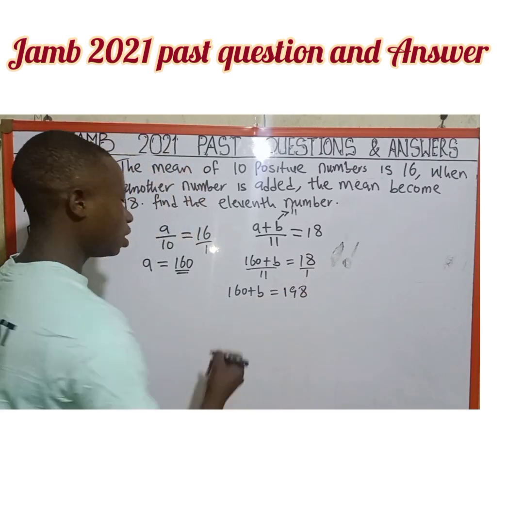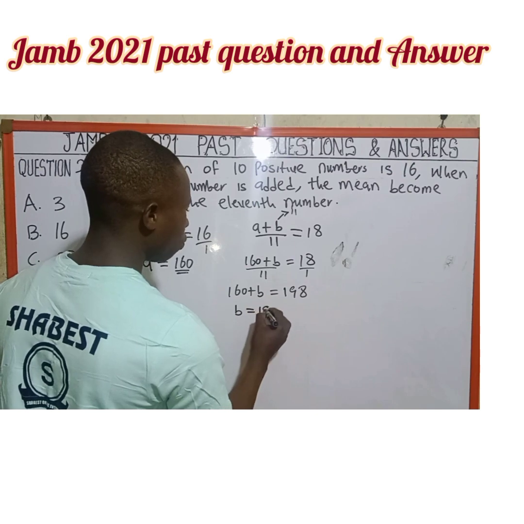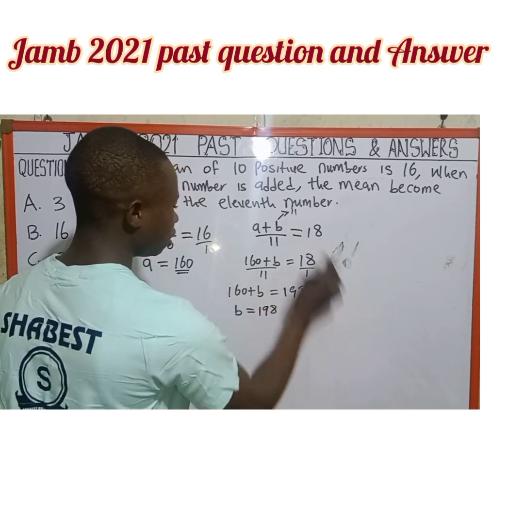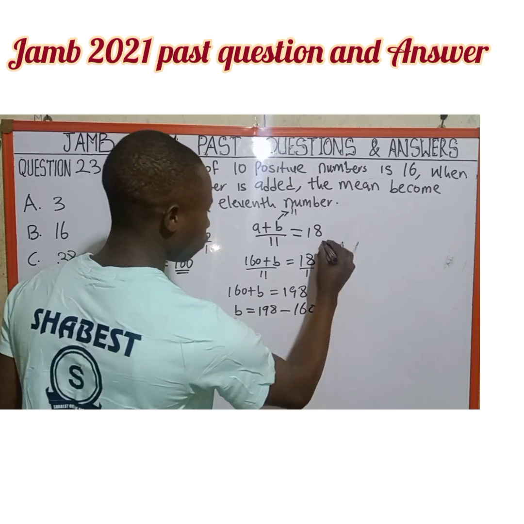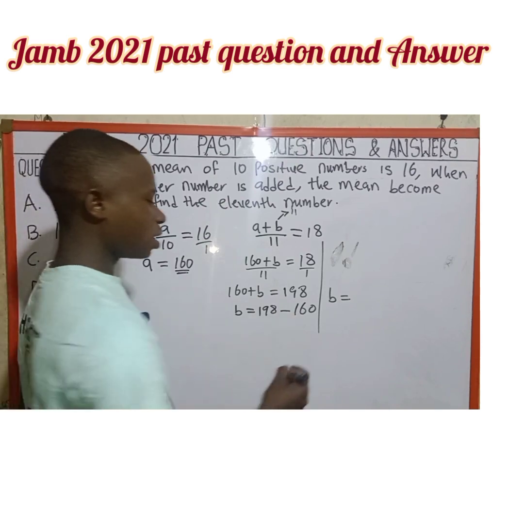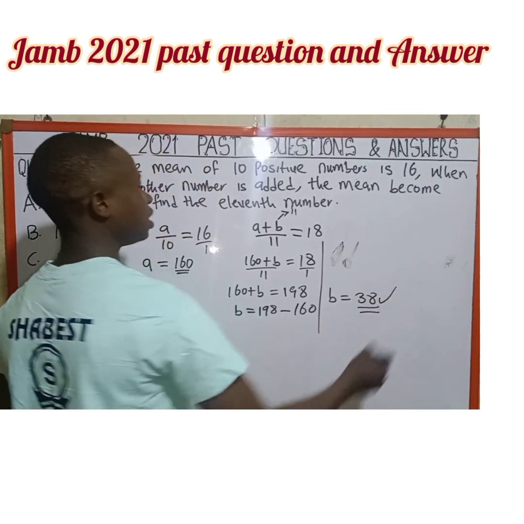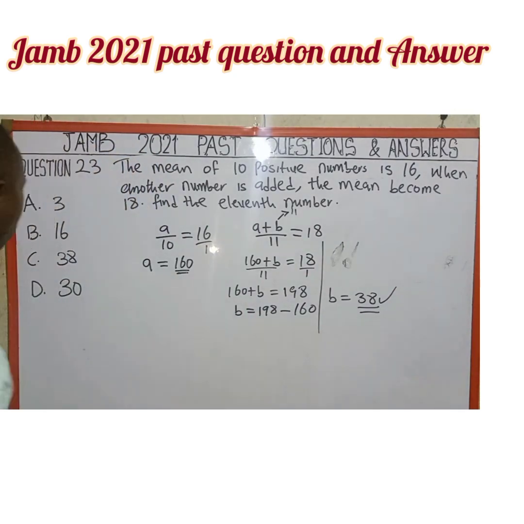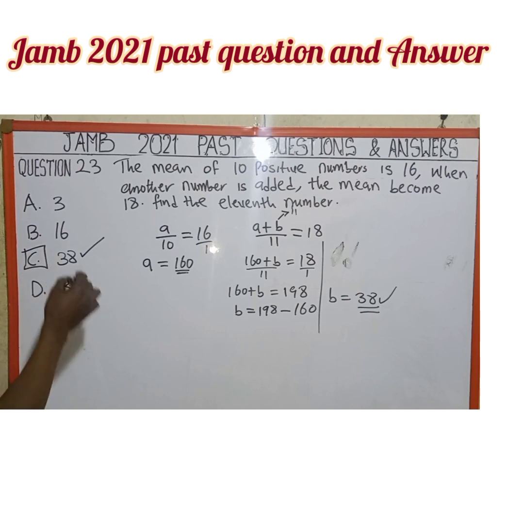So let me make B, which is the 11th number, the subject of the formula. So I'm going to have 198, then taking this 160 to the other side to be negative 160. Therefore, B now will be equal to 198 minus 160, which is going to give me 38. So 38 is the 11th number. Now if you look at our option D, 38 is the correct answer.